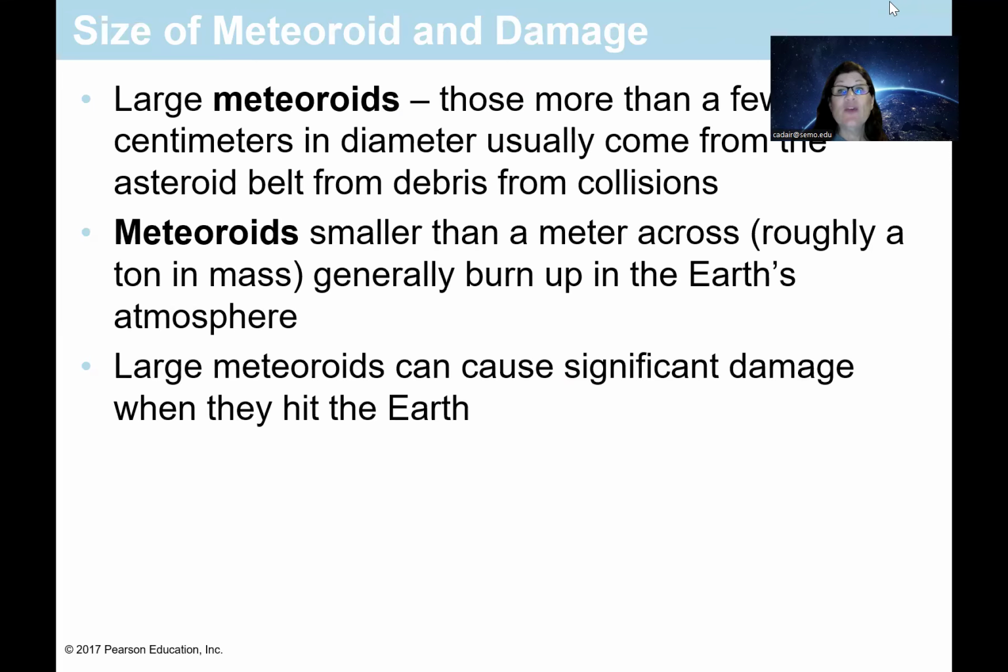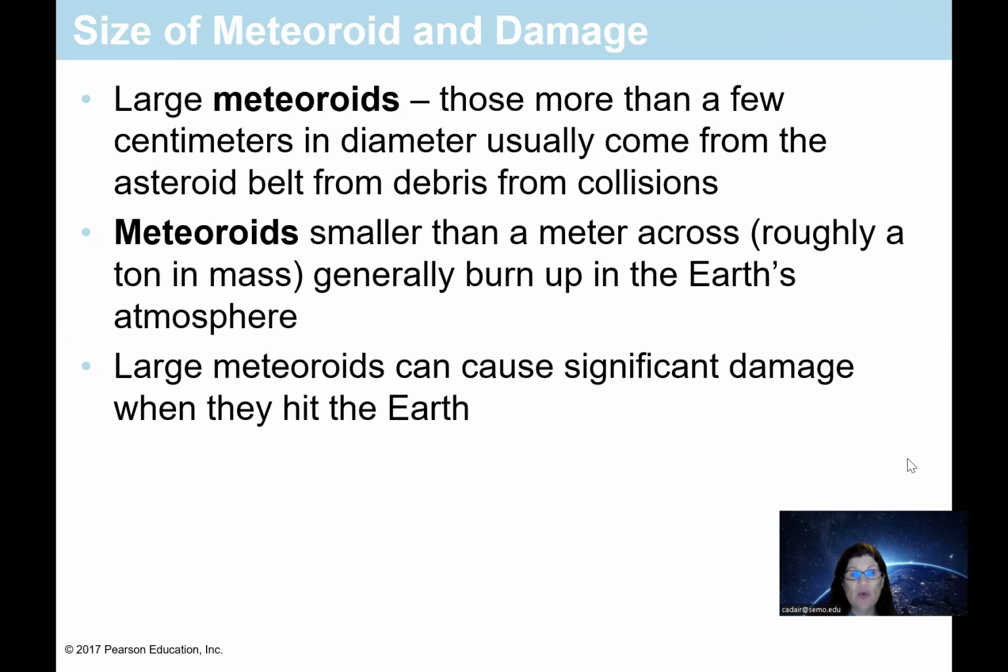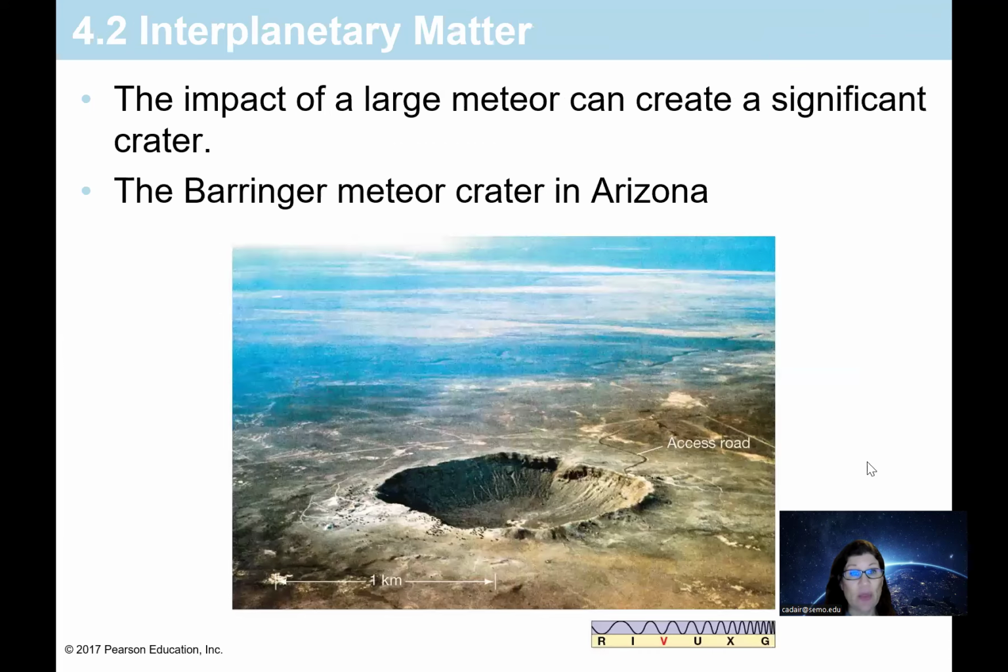Okay, size of meteoroids and damage. So large meteoroids, those of more than a few centimeters in diameter, usually come from the asteroid belt from debris or collisions. So two asteroids smash, make some stuff, and throw it out. Meteoroids smaller than a meter across, roughly about a ton in mass, generally burn up in the Earth's atmosphere. Large meteoroids can cause significant damage, though, when they hit Earth. So this is an impact crater. A large meteor, sorry, can create significant damage.